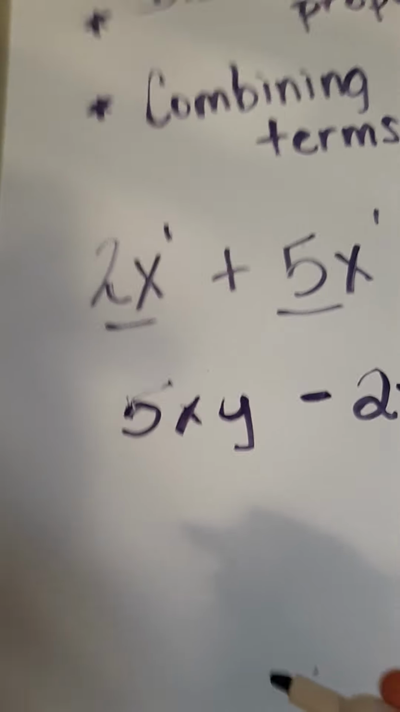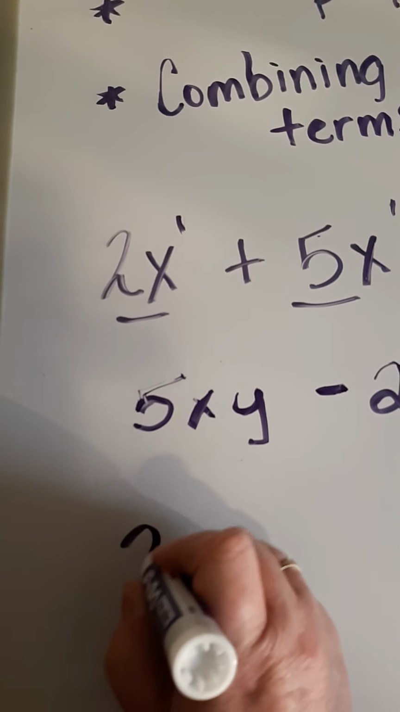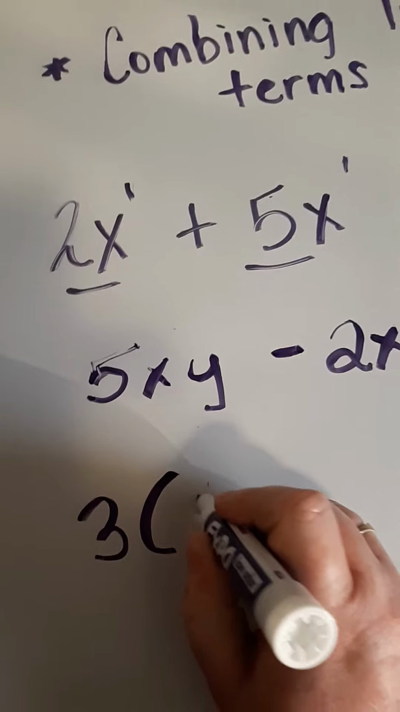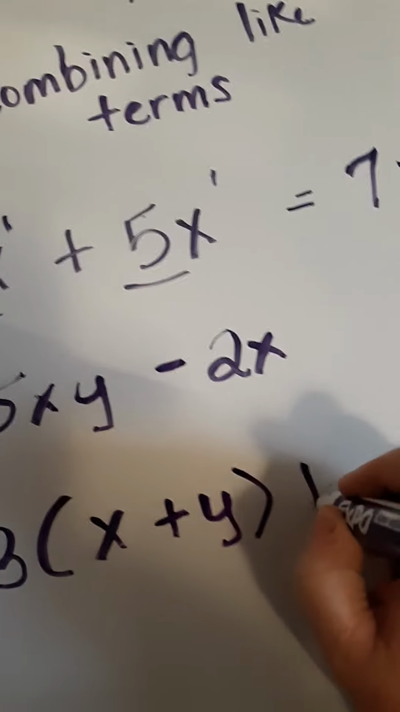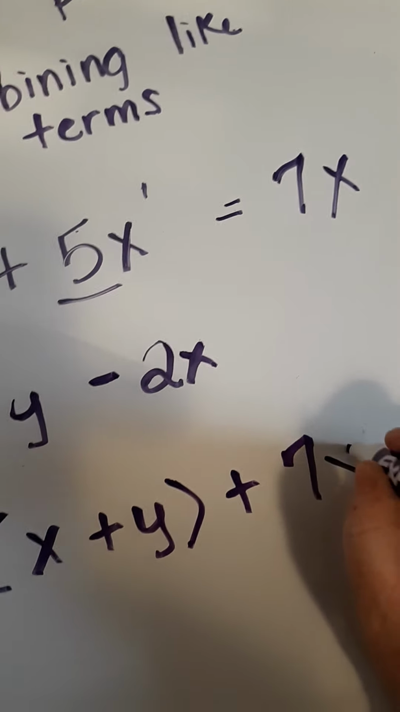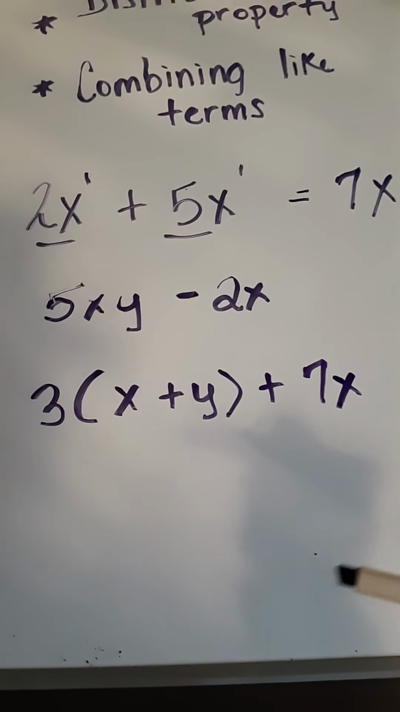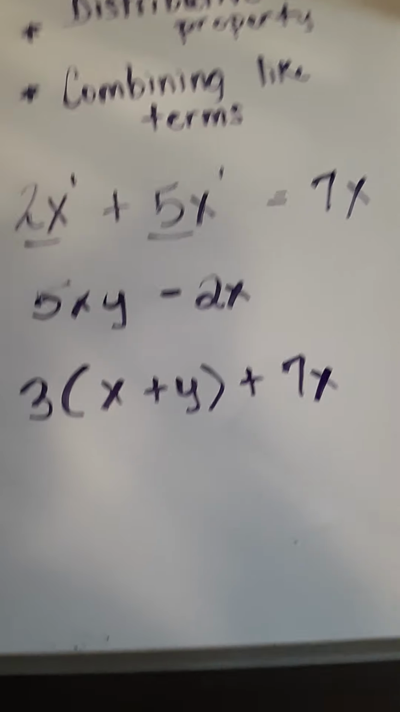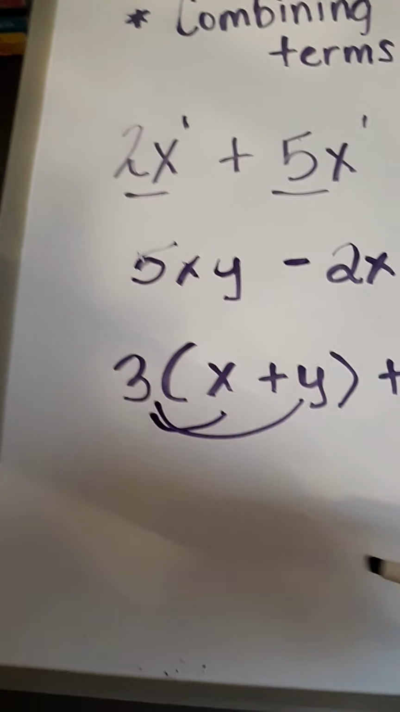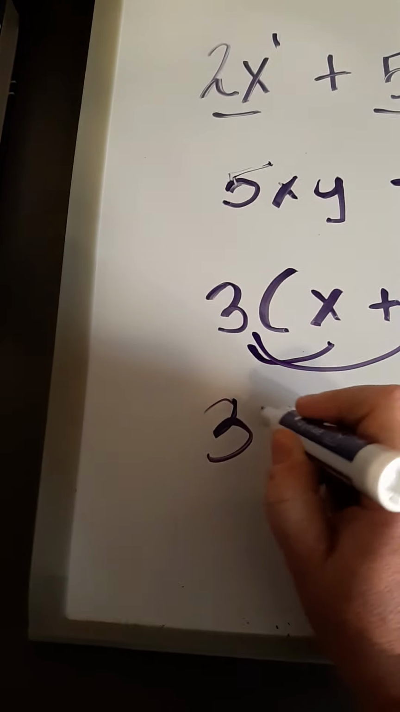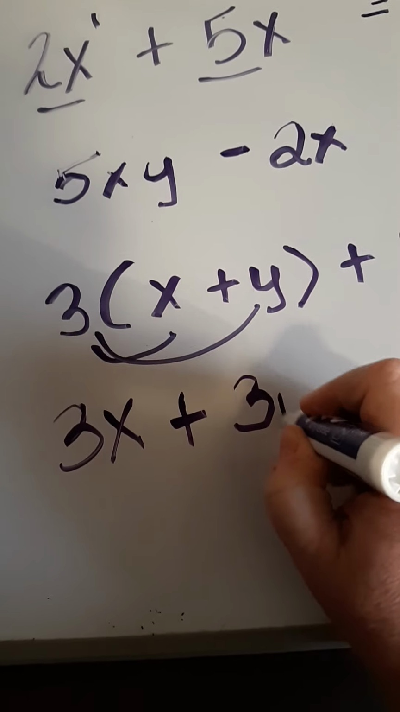Let's try another one. Now we're going to put both concepts together, guys. We're going to put our distributive property and our like terms together. All right, here we go. 3 times the quantity x plus y, plus 7x. Whenever you see parentheses, that's a dead giveaway that you're going to have to distribute. So 3 times x is just 3x, plus 3 times y, 3y.